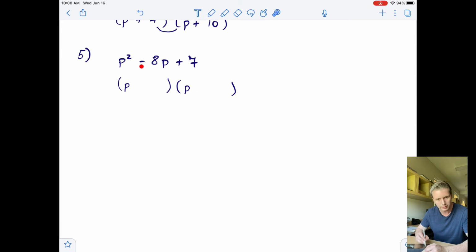Well, I look at my middle term. My middle term is negative. And the fact that my middle term is negative tells me that it's going to be minus minus. So I can put in my signs right away. Minus minus. And I'm looking for factors of 7. Well, finding factors of 7, integer factors are 7 and 1. And so I'm going to go with 7 and 1.